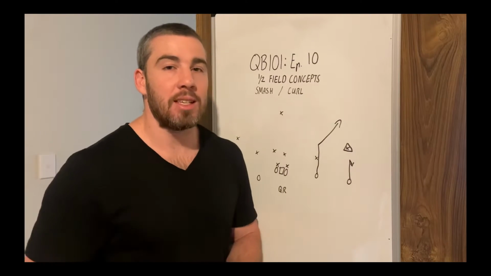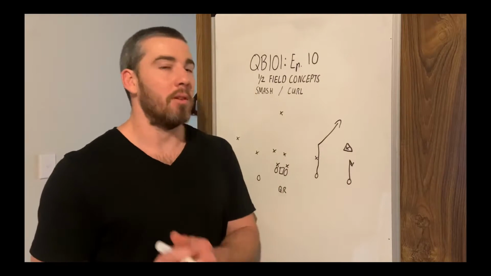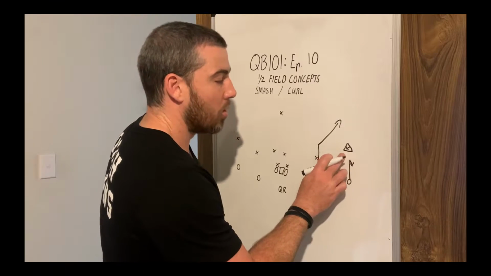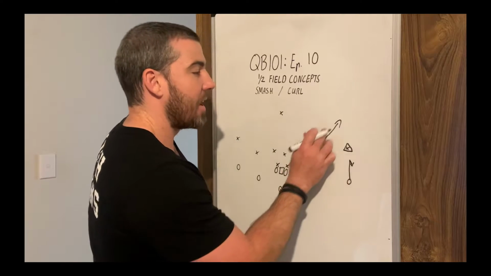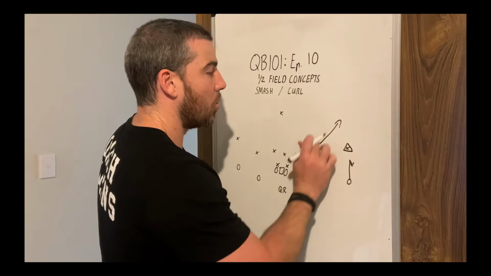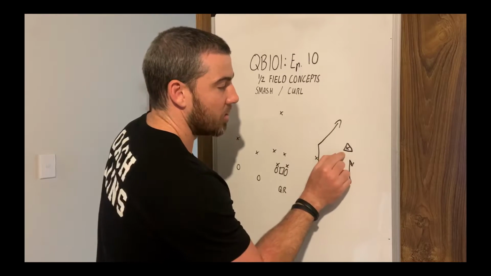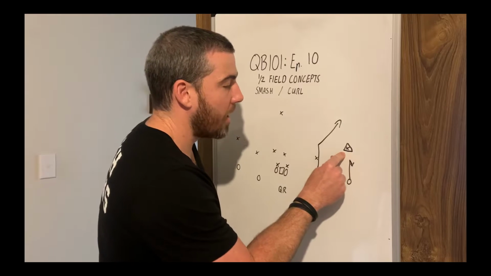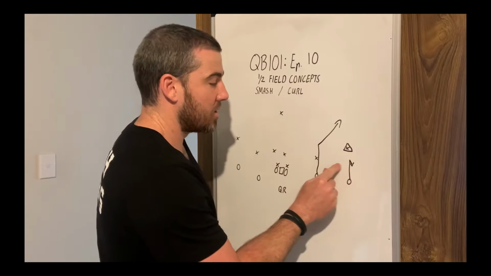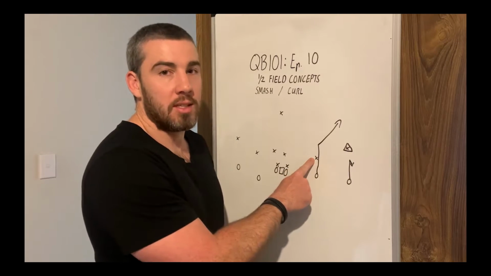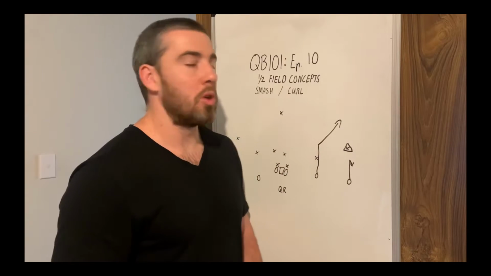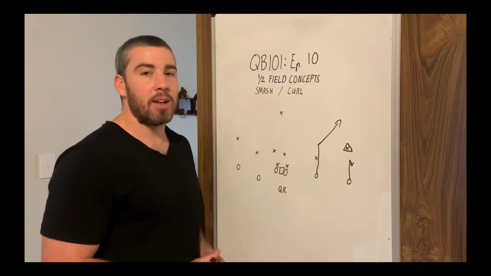Now, there are going to be scenarios where both are covered. So maybe this cornerback is good at covering the hitch, and the outside linebacker is going to cover this corner right here. It happens. But as long as we're getting our eyes to this corner straight away, and then if the hitch is taken away, we need to make sure that this is going to get open. We're going to be good to go. So that is our smash concept.